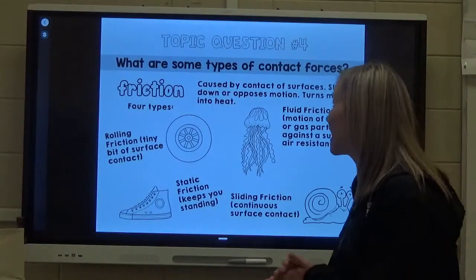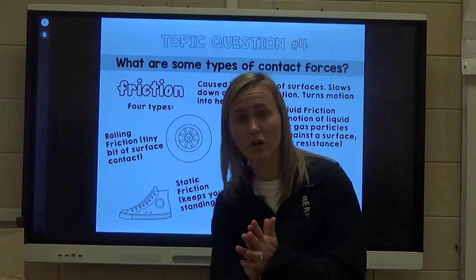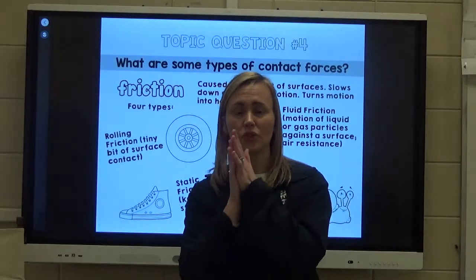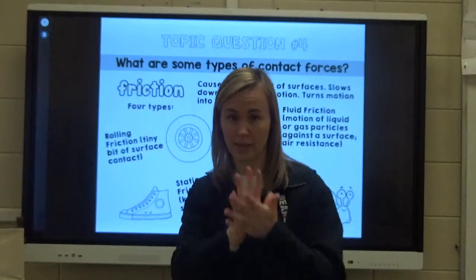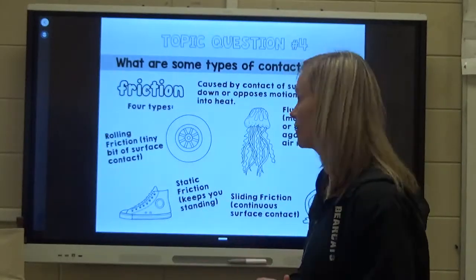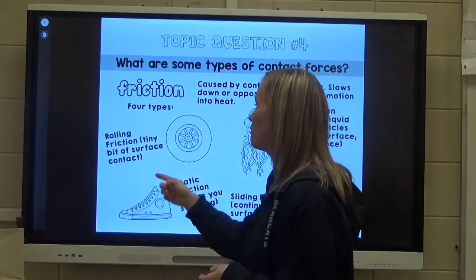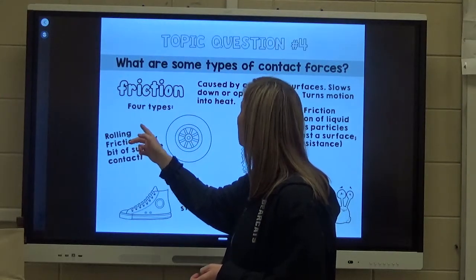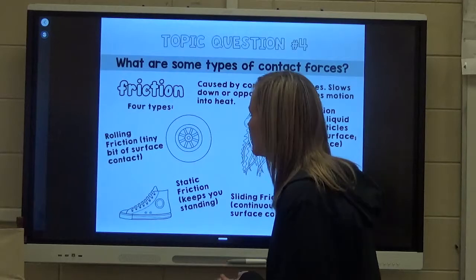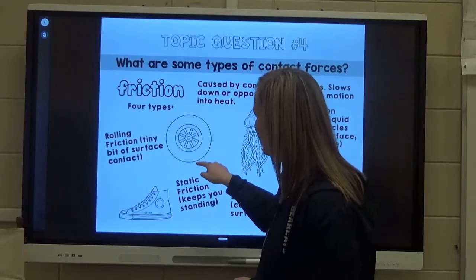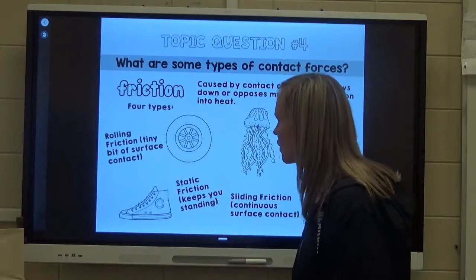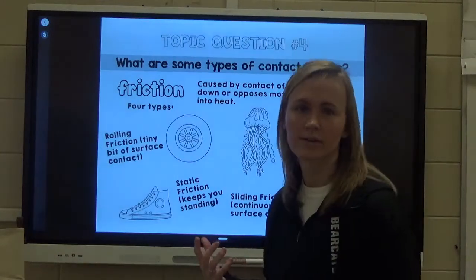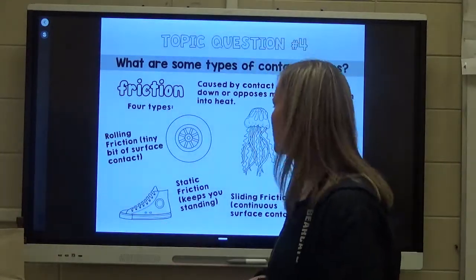All right, what are some types of contact forces? With a contact force, the surfaces of two objects are in contact with each other. Somehow they are touching each other. There are 4 types. The first are types of friction. We have rolling friction, where a tiny bit of the surface is in contact, like the road and the wheels on your car. Your whole wheel is not in contact at one time, only the part that's touching.